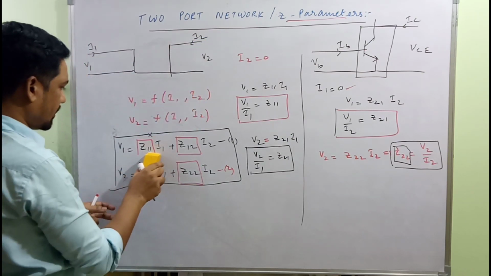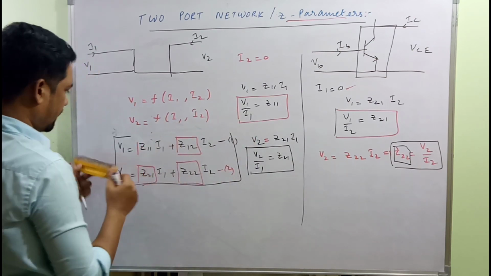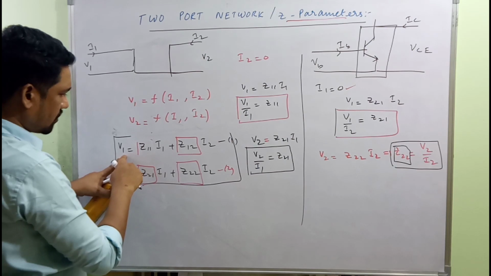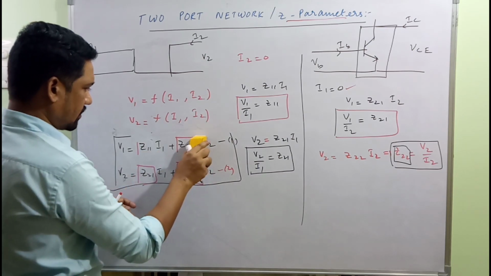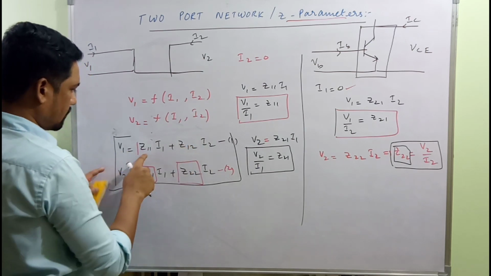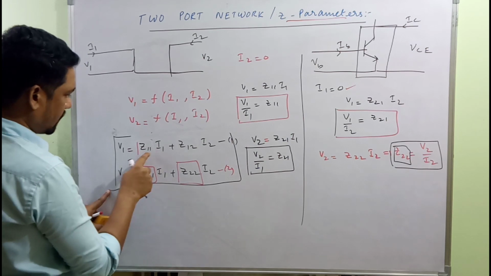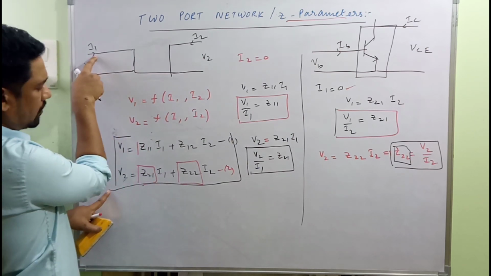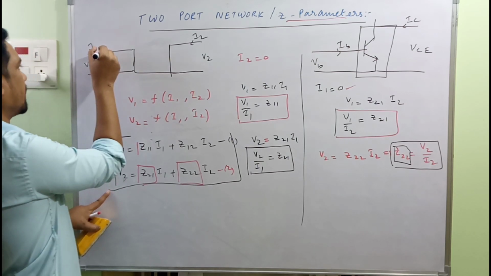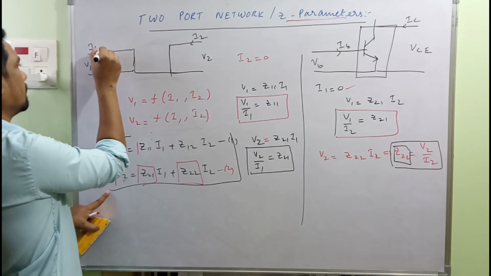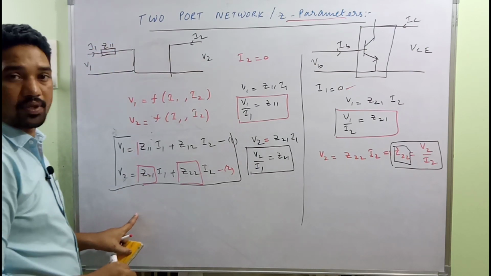Now considering equation 1, we have V1, this voltage drop, equal to this voltage drop plus this voltage drop. We have V1 is equal to Z11 I1 plus Z12 I2. I1 is flowing over here, so we have this drop with I1, which could be represented like this: Z11 impedance.